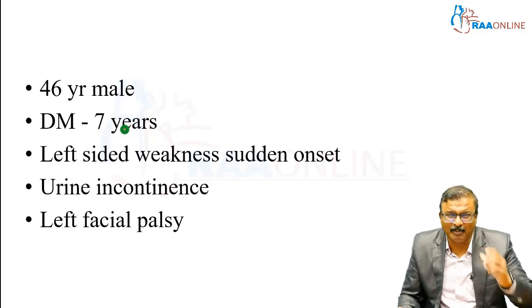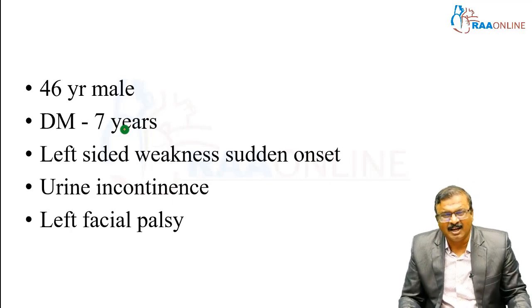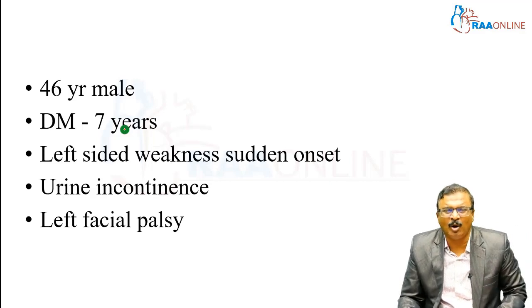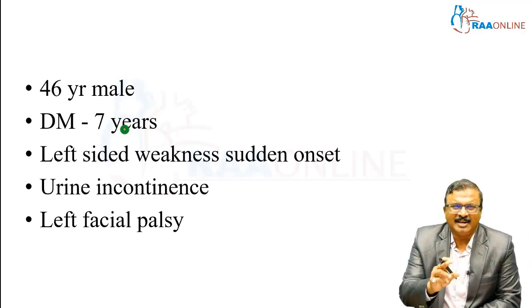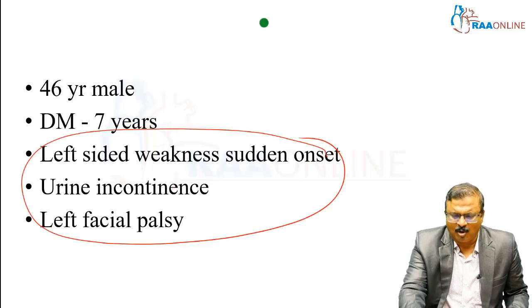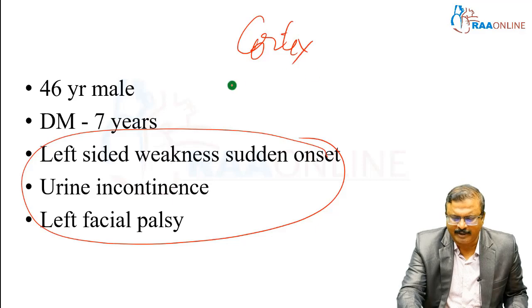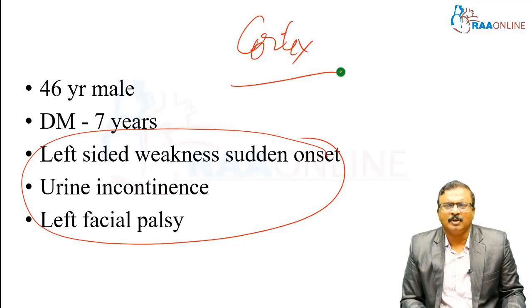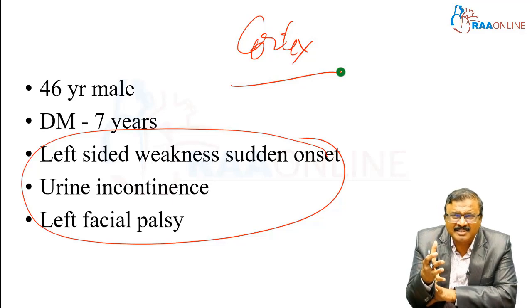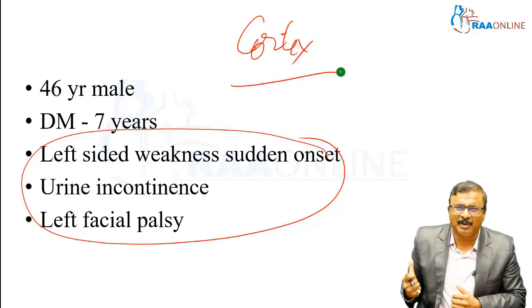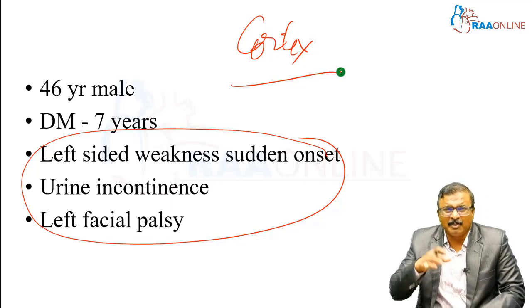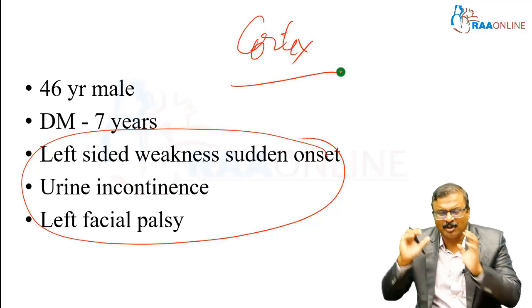A 46-year-old male, diabetic for 7 years, with left-sided sudden onset weakness. Left upper limb and lower limb are involved. There is urinary incontinence and left facial palsy. Now, coming to cortex. When cortex is involved, it will be focal deficits. Face and upper limb are involved, or only the lower limb is involved, because fibers are distributed over frontal and parietal lobes.